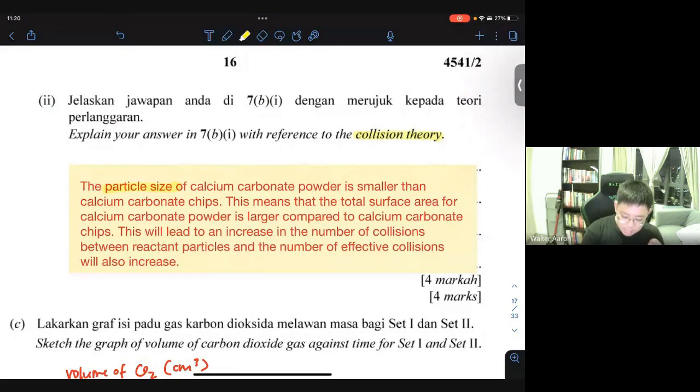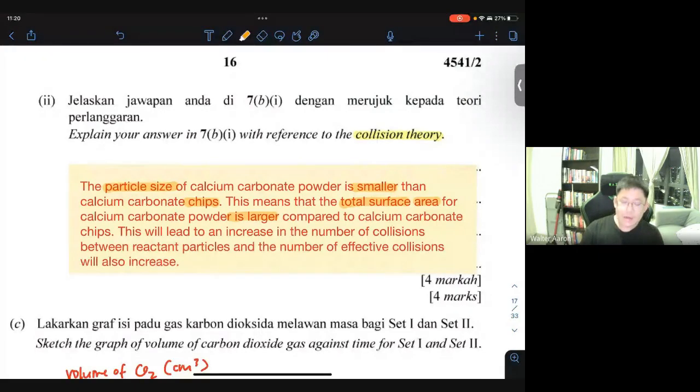Particle size. We'll just change the color of the highlighter for you. Particle size was the one that I explained just now. So we know that calcium carbonate powder is smaller in size compared to the chips. The size is smaller, but the total surface area is larger. So you can also mention that the particle size of the powder form of calcium carbonate is smaller than chips, so the total surface area for the calcium carbonate powder is actually larger. They get 2 marks already there.